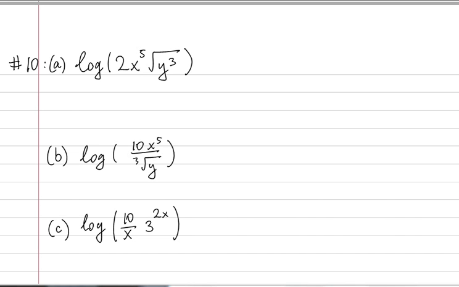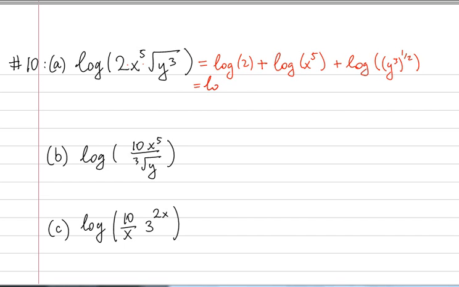Let's do some problems with logarithms. So here you have to transform a certain product of three things into logarithms. So you go log 2 plus, because products are turned into sums, log of x to the fifth plus log of y cubed square root, which is actually a power of 1/2.